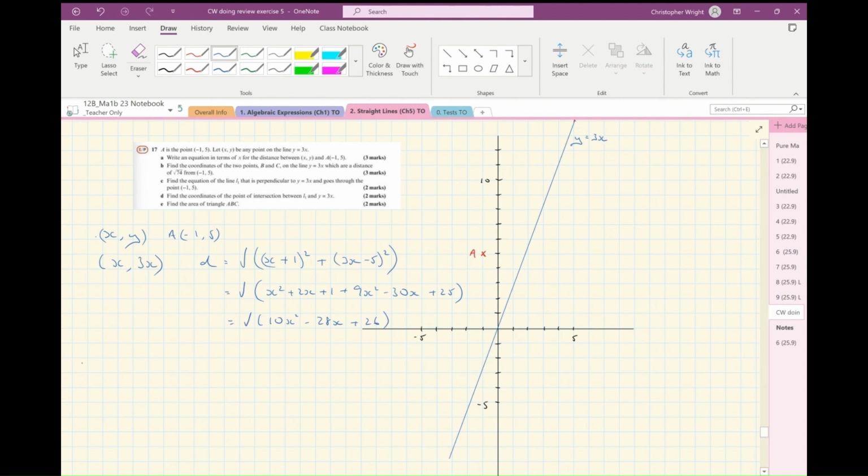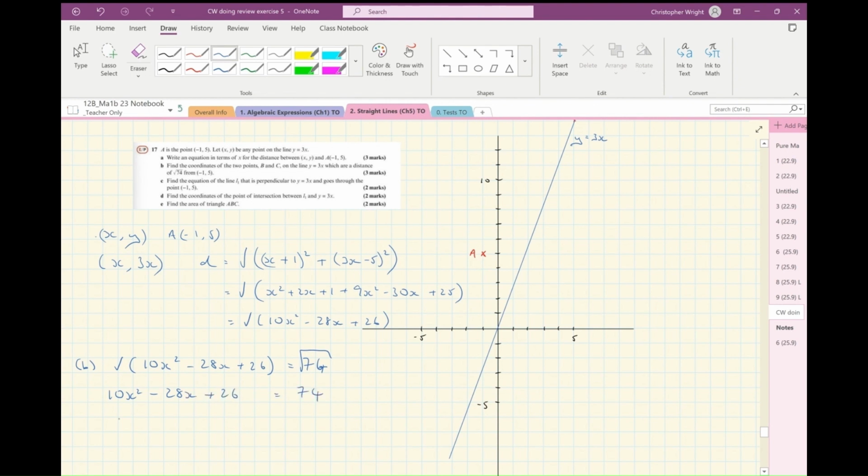Right, part B. Find the coordinates of the 2 points B and C on the line y equals 3x, which are a distance of root 74 from minus 1, 5. So presumably my distance, which is this, will need to equal the square root of 74. So I need to solve this equation. Well, I'll square both sides. Gives me 10x squared minus 28x plus 26 equals 74.